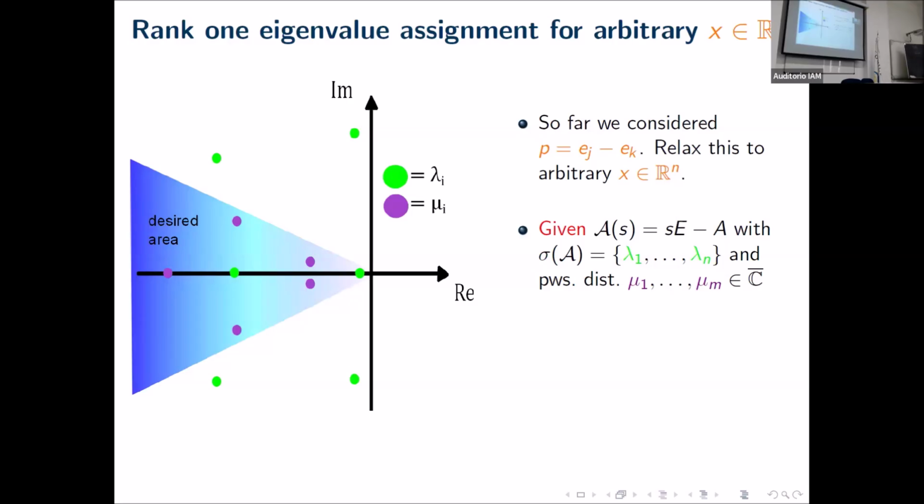Let me call this A of lambda actually. Mu is an eigenvalue of the matrix pencil if and only if, as you would expect, there exists some V not zero such that (A minus lambda E) V is zero. It's the same as eigenvalue for matrices.